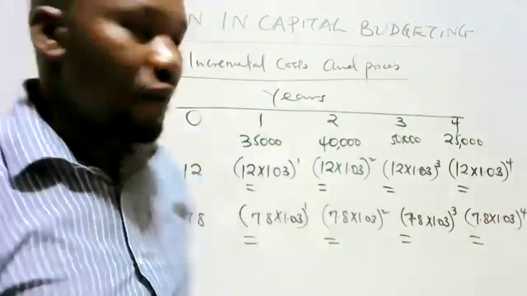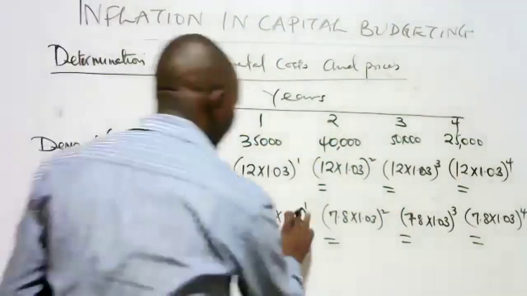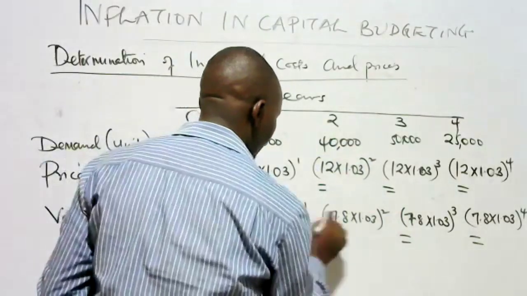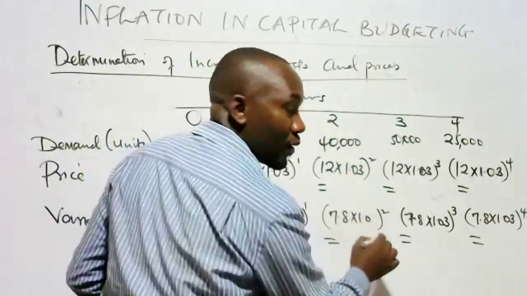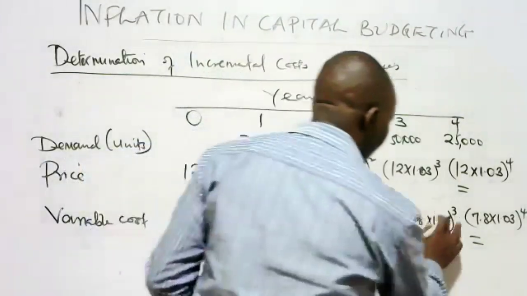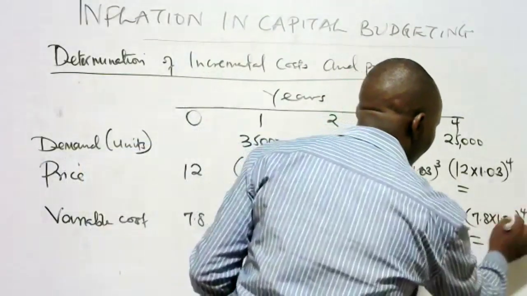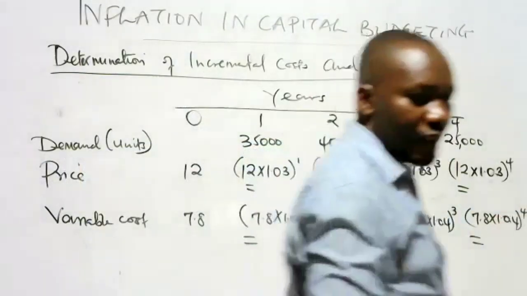Or 4%. So this one is 4. Sawa. So you can calculate.